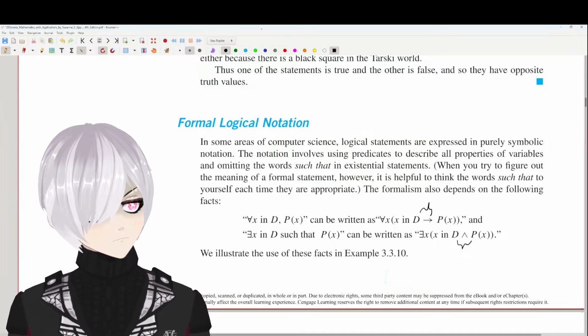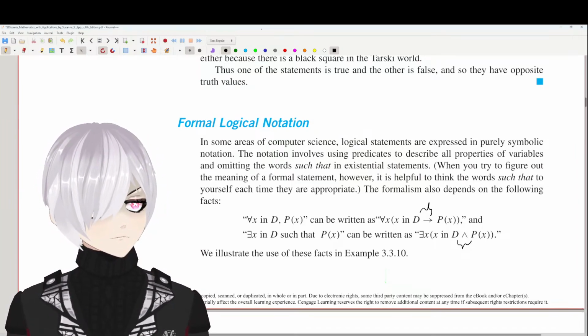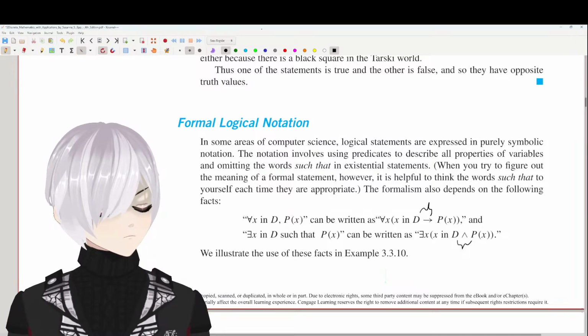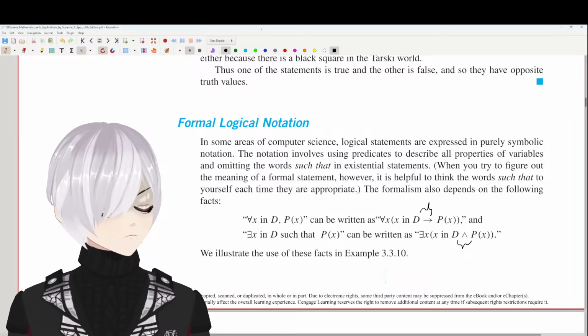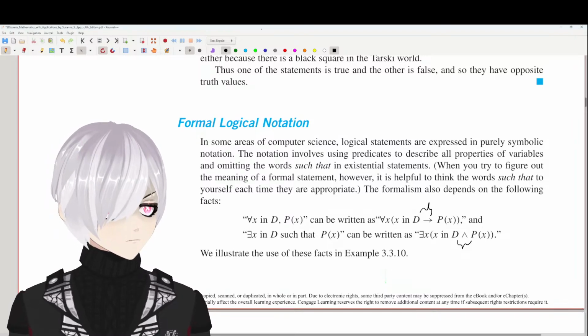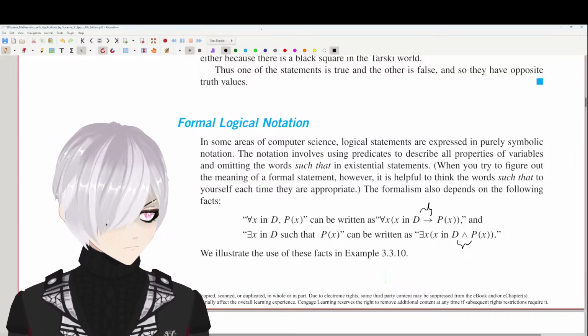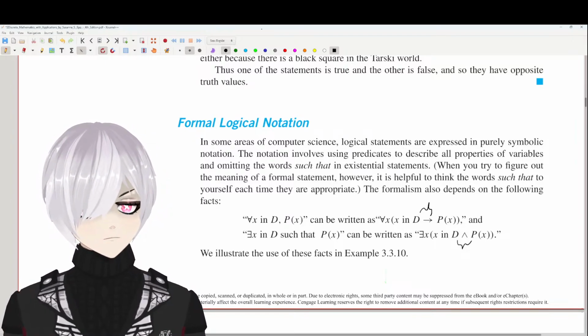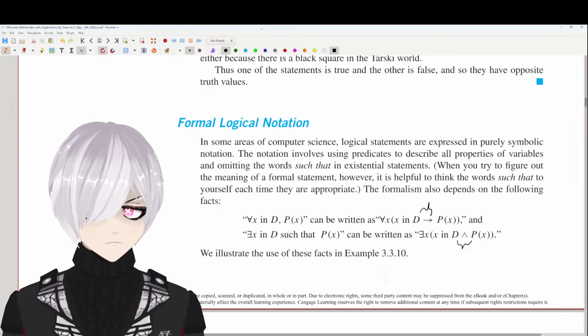But I guess the statements on the right are equivalent to the ones on the left, because for all x in D, P(x) means for all x, if x is in D, then P(x). And there is an x in D such that P(x) means there is something such that it's in D and P(x). So I guess they're equivalent, but it's a matter of convention which one you use, whether you use the ones on the left or the ones on the right.